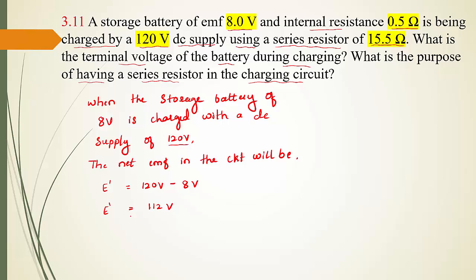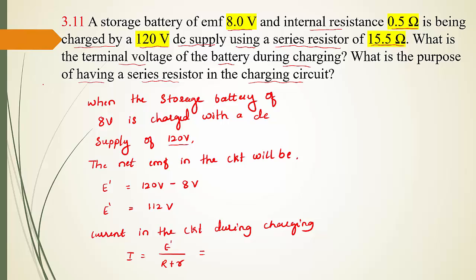What is the terminal voltage of the battery during charging? Before finding the terminal voltage, first we have to know how much current is present in the circuit during charging. So now let us find the current in the circuit during charging. We can use the equation I equal to E divided by R plus r. We already know this equation. Here instead of E, I can take the net EMF E dash divided by R plus r.